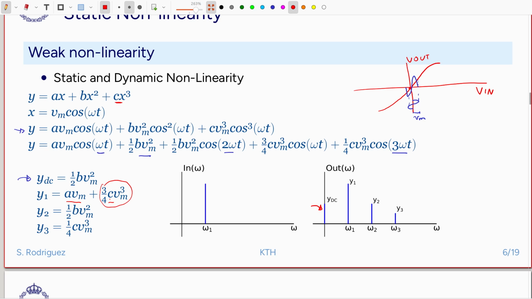Then we have a second order component. The second order component is located here, and it depends, as expected, on the coefficient B, and the third order, a third harmonic located at 3ω, depends on the coefficient C. Okay, so this is going to happen when we pass a single tone ω1 to this nonlinear system.